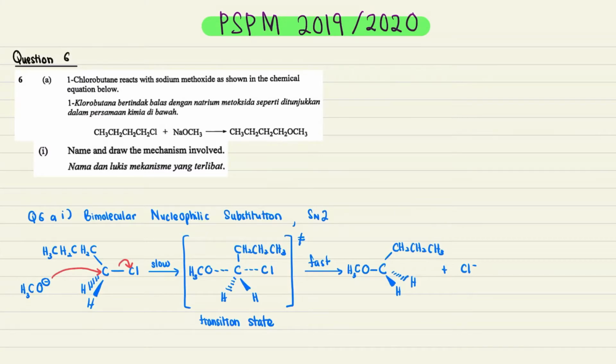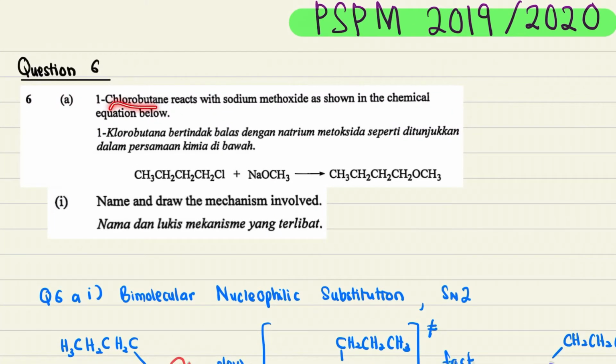Okay, so let us start with PSPM 2019-20, question number 6. Soalan ni macam ni. 1-chlorobutane react dengan sodium methoxide as shown in the chemical equation below. So this is the chemical equation. Sodium methoxide tu ini, sodium tu Na, OCH3 ni ada minus sebenarnya.